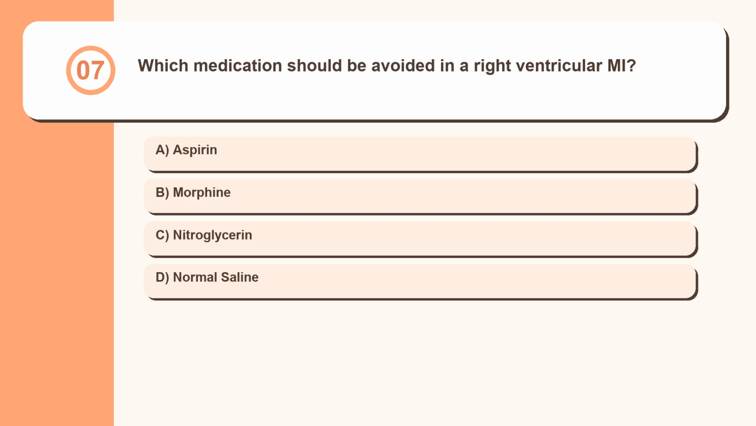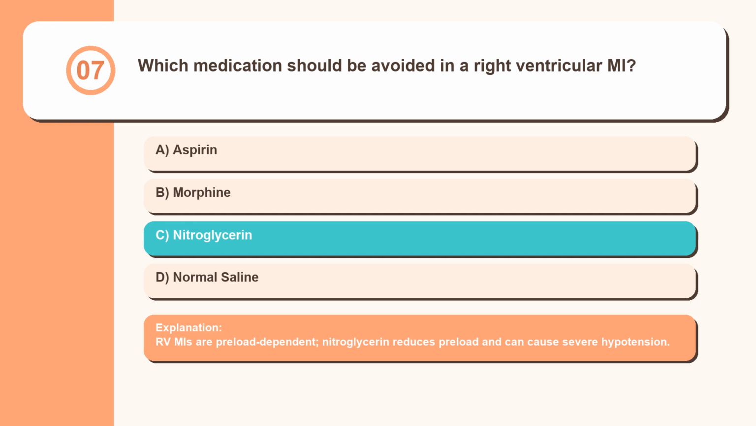Question 7. Which medication should be avoided in a right ventricular MI? Aspirin, morphine, nitroglycerin, normal saline. RV MIs are preload dependent. Nitroglycerin reduces preload and can cause severe hypotension.